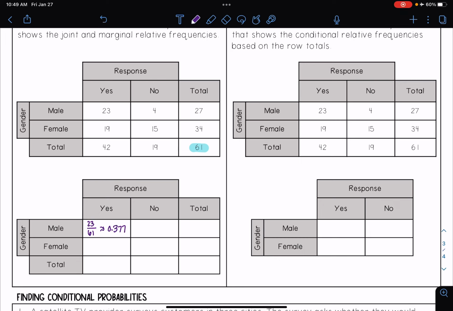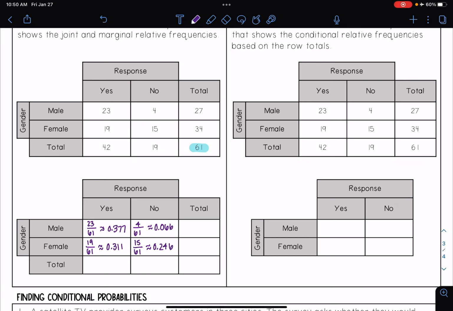Then I can go to the next one. No, that number was 4 divided by the total. And do 4 divided by 61. I get approximately 0.066. 19 divided by 61. And I get approximately 0.311. And then my last one, no, female, that number was 15 divided by the total number of students, and I get approximately 0.246, sorry.